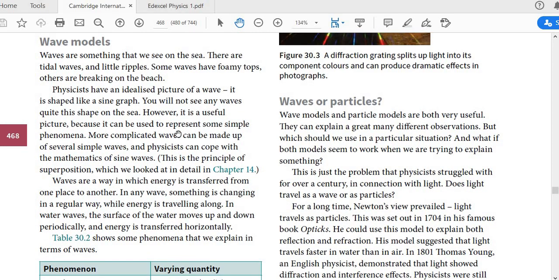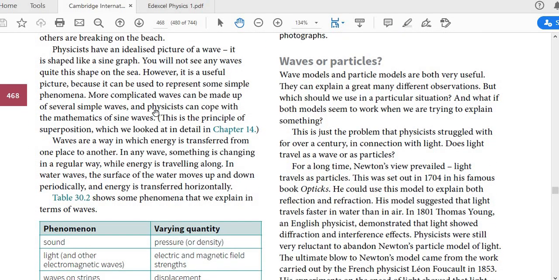So basically this is explaining the shape of the wave. If it's a perfect wave, then you will have the shape of a sine graph. In mathematics you would have learned the cosine and sine graph. Those are sinusoidal; the shape is called sinusoidal. If it's a perfect wave, that is what you get, but in reality you don't get it like that. However, it is a useful picture, the perfect sinusoidal shape, because it can be used to represent some simple phenomena.